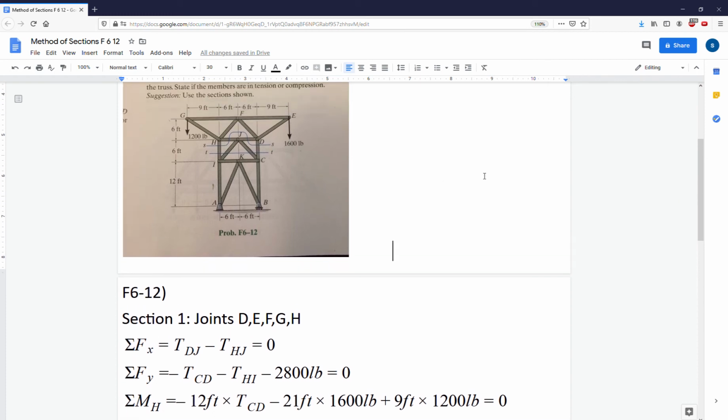Again, using the standard that clockwise is negative and counterclockwise is positive, and again using the standard that all beams are in tension, that says minus 12 feet times TCD minus 21 feet, 6 plus 6 plus 9, times 1,600 pounds, plus 9 feet times 1,200 pounds equals 0.